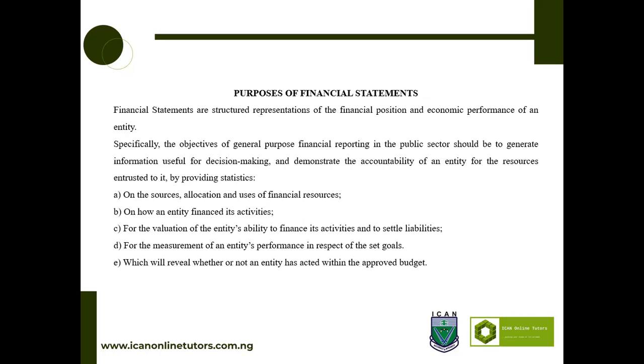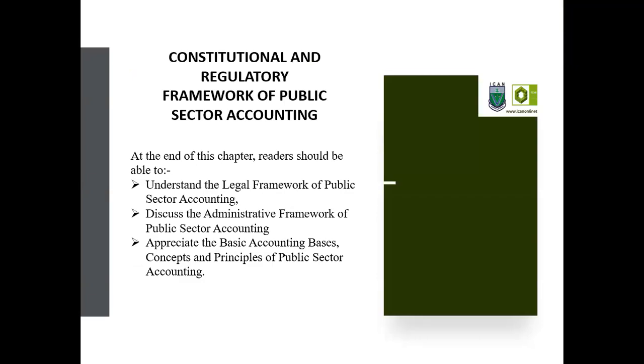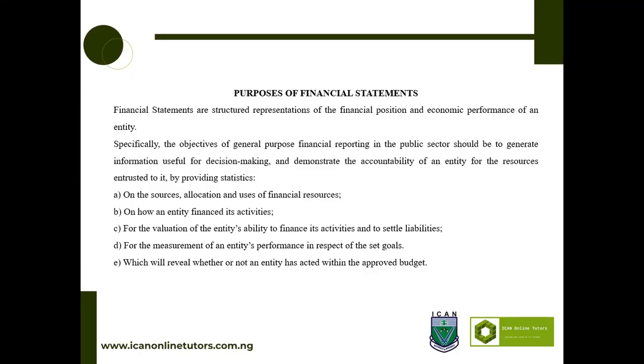Specifically, the objectives of general purpose financial reporting in the public sector should be to generate information that is useful for decision making and demonstrate the accountability of an entity for the resources entrusted to it by providing statistics on the following: on the sources, allocation, and uses of financial resources, on how an entity finances its activities, for the evaluation of the entity's ability to finance its activities and to settle liability, for the measurement of an entity's performance in respect of the set goals, and lastly, which will reveal whether or not an entity has acted within the approved budget. That's that about the introduction to public sector accounting.